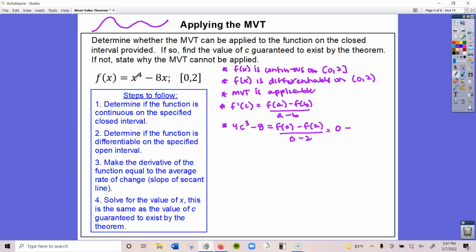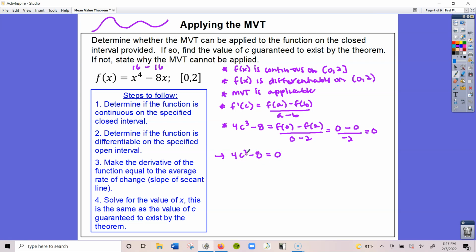Minus f of 2: 2 to the fourth is 2 times 2, which is 4, times the third 2 is 8, times the fourth 2 is 16, minus 8 times 2, which is also 16. So 16 minus 16 is 0, all over negative 2. So 0 over negative 2 is 0. So now I make my equation 4c to the third minus 8 equal to 0.